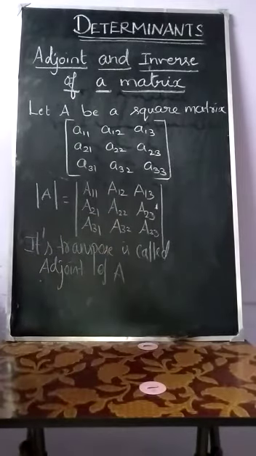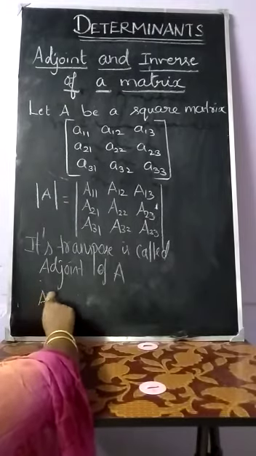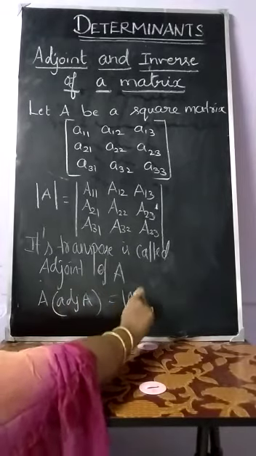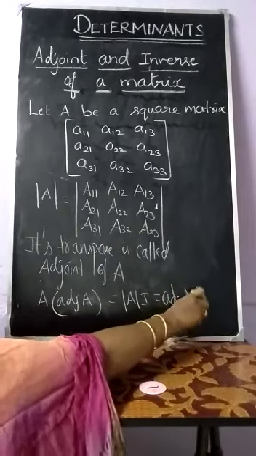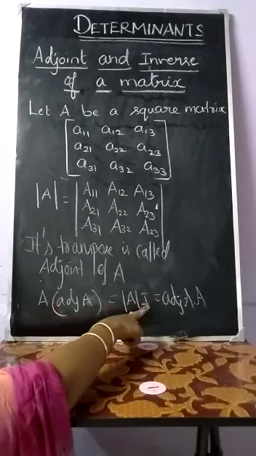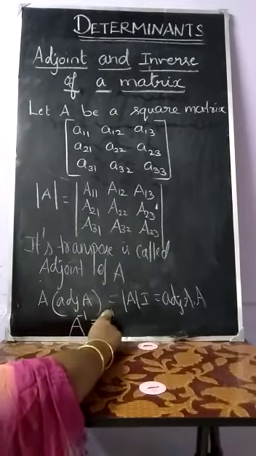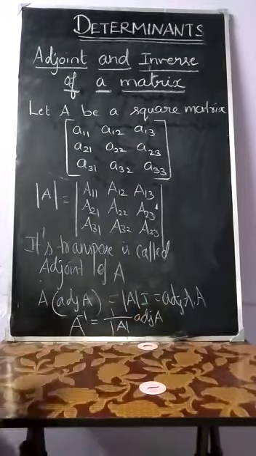Okay, next one, inverse matrix. For any given square matrix A, A into adj A is equal to modulus A into I is equal to adj A into A, where I is the identity matrix of order n. Actually we have to write A into adj A is equal to modulus A into I is equal to adj A into A. This is actually the inverse matrix. I is the identity matrix of order n. So we have to write directly the inverse formula: A inverse is equal to 1 by modulus A into adj A. This formula is very important.